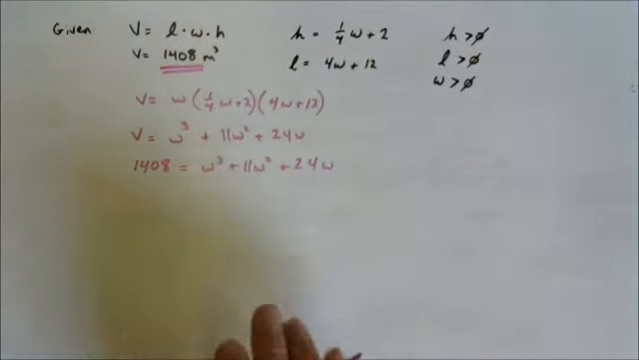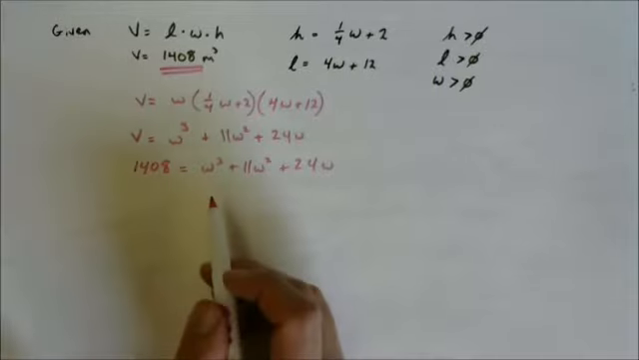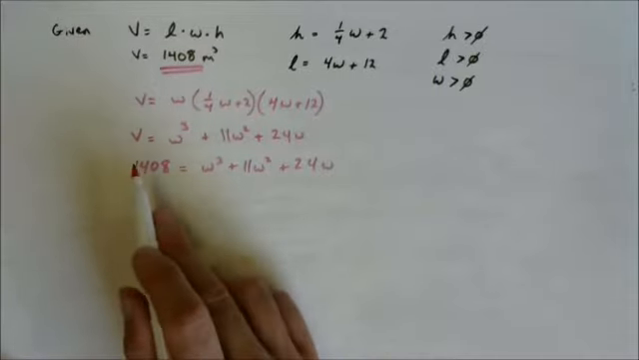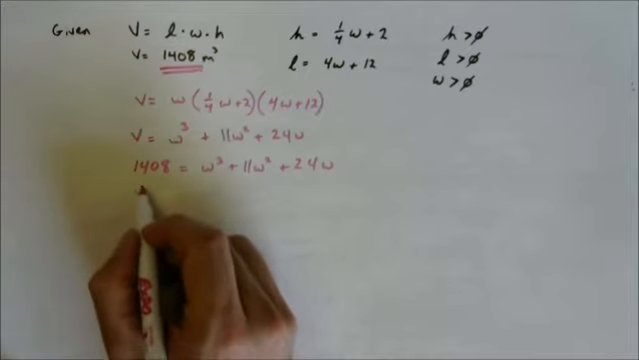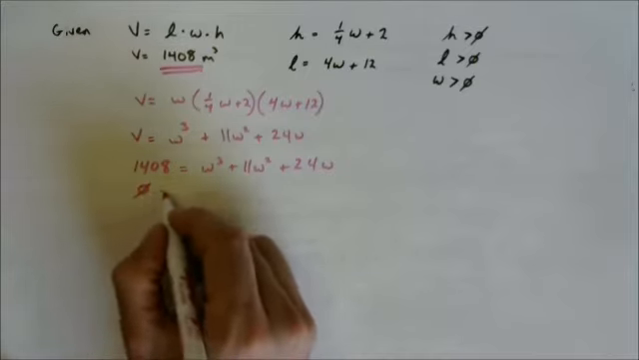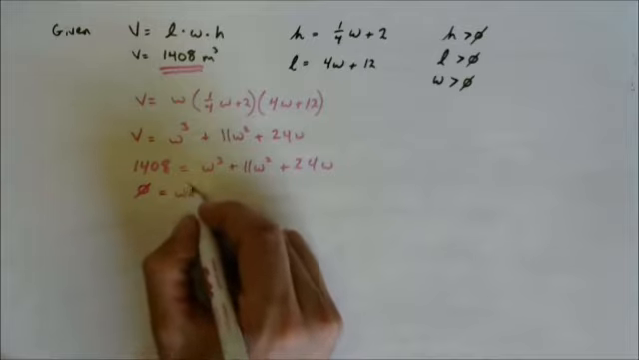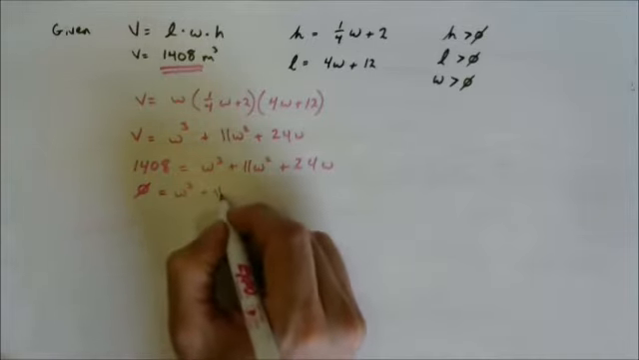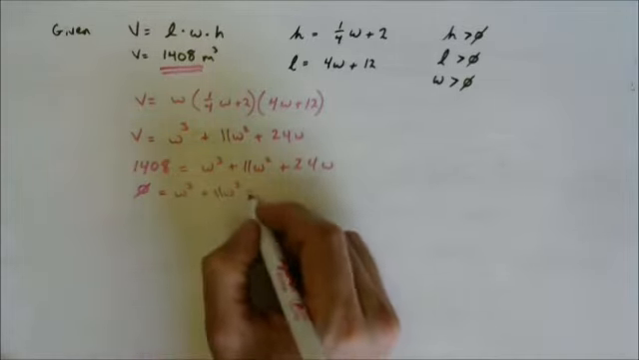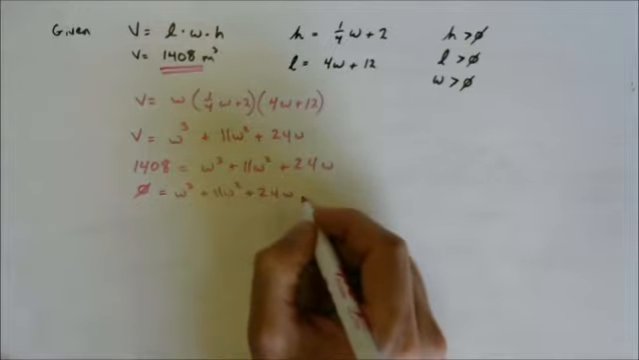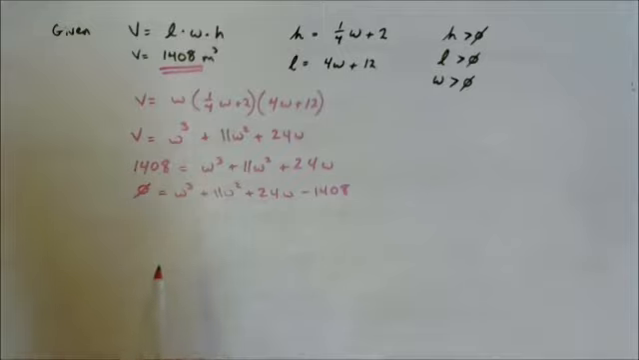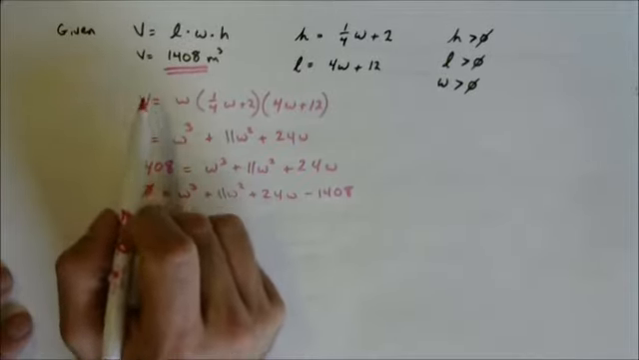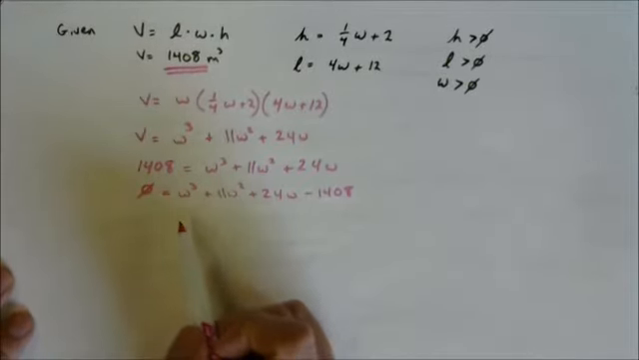But we can only factor or solve this if we have the equation equal to 0. So we subtract 1408 from both sides in order to get an expression with 0 on one side. So we've got w cubed plus 11w squared plus 24w minus 1408. Now that is specific to the pool that we're dealing with, and it's something that we can then factor.